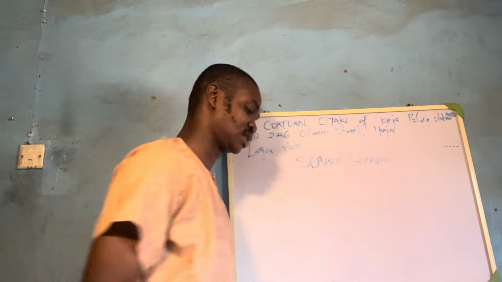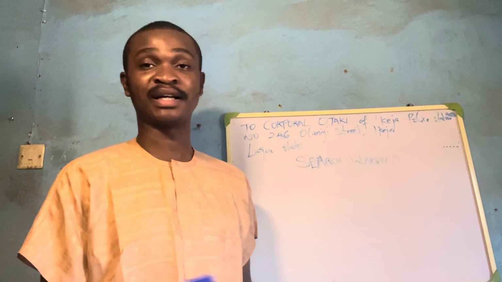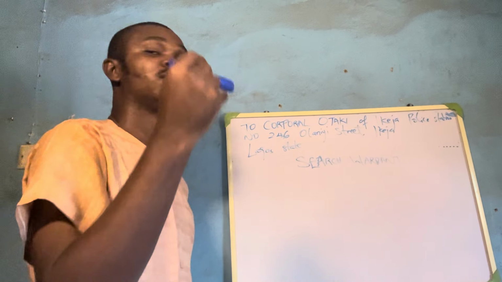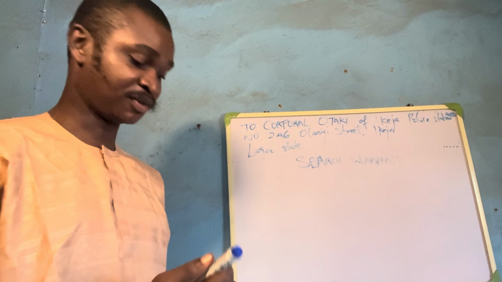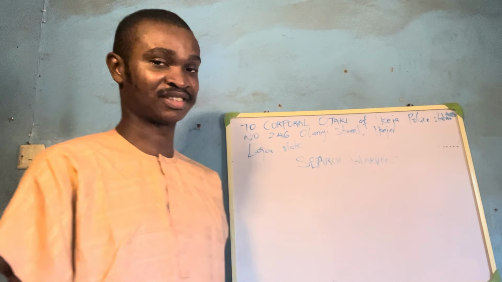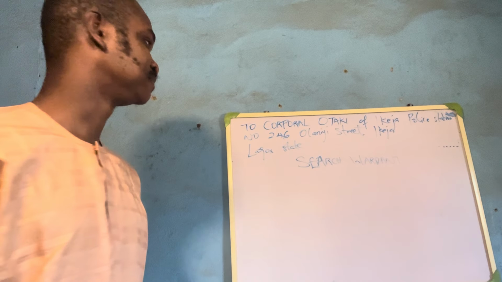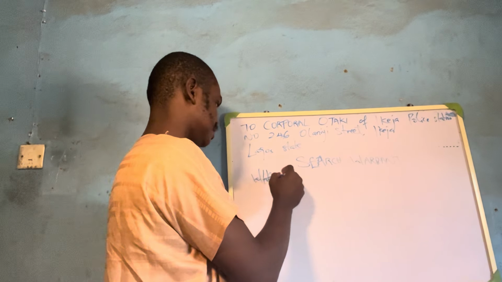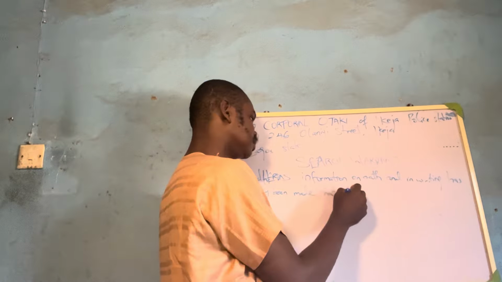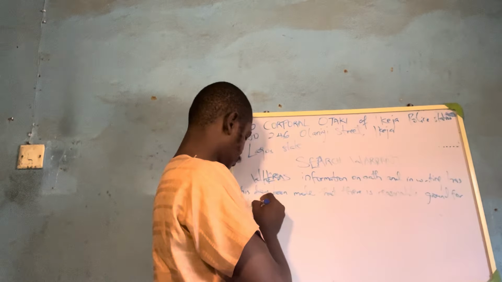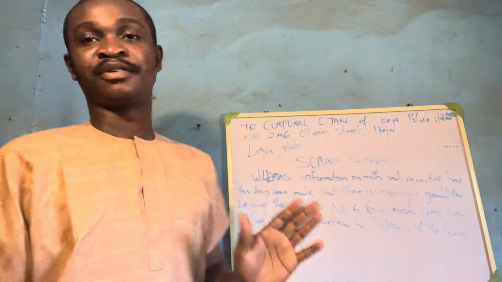Then I write search warrant. Now what did I say that a search warrant must contain? Number one is the address of where you want searched, the premises you want searched. So you don't just start with the address. You know, I told you about form. You now write whereas. So this is the first paragraph. My board is small, sorry.